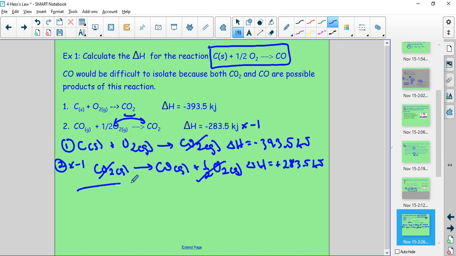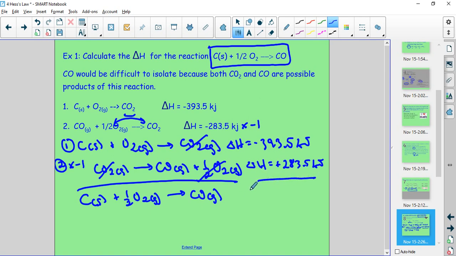So let's write this down. We're adding all of this up. So carbon, right, that 1 minus a half became a half an oxygen. Oh, this is solid, it looks like gas. Okay. And what we're left with in our product side is carbon monoxide, which is exactly what our target reaction looks like. We do the same. We add our enthalpies here, and we end up with -110 kilojoules, and that is our final answer. Okay, next.